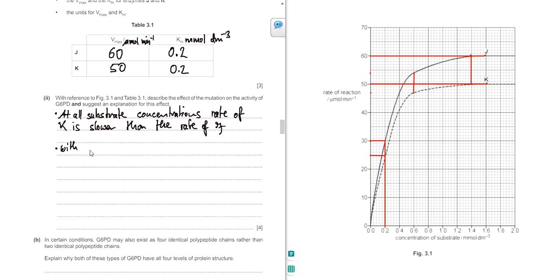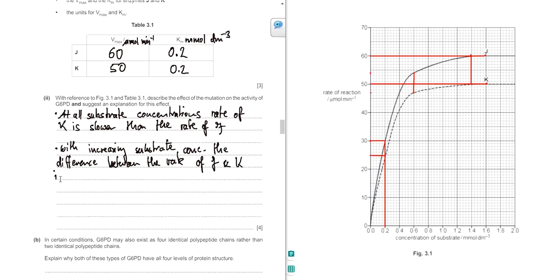So with increasing substrate concentration, the difference between the rate of J and K is increasing.